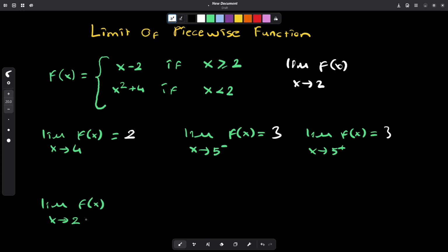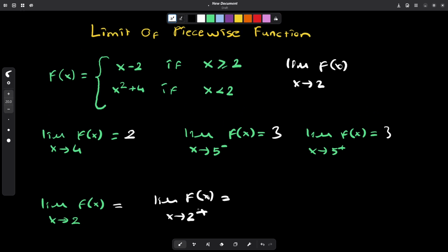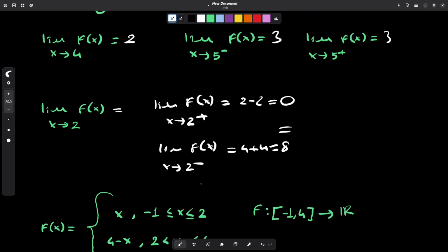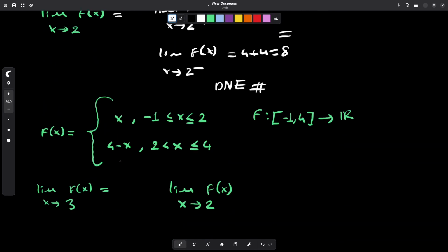Now, limit of f(x) as x approaches 2. We have to be careful, because when I check the limit from the right and the left, I use different rules. Limit of f(x) as x approaches 2 from the right side. I am greater than 2. 2 minus 2 is 0. Limit of f(x) as x approaches 2 from the left side. 2 squared is 4, 4 plus 4 is 8. These limits are not equal. Therefore, we will say this limit does not exist for x approaches 2.